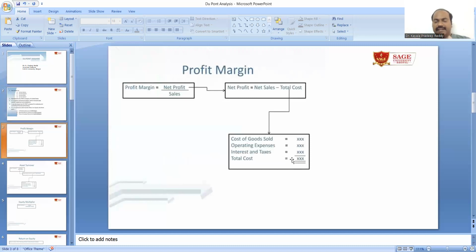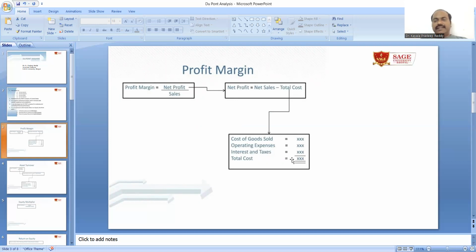So let us see here. The first one is the profit margin. Profit margin is equal to net profit by sales. This is the usual formula, and everyone knows about it. And net profit is net sales minus total cost.